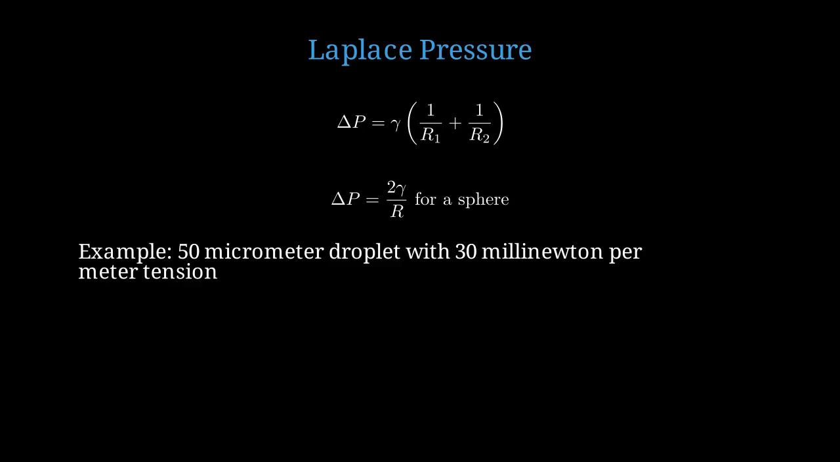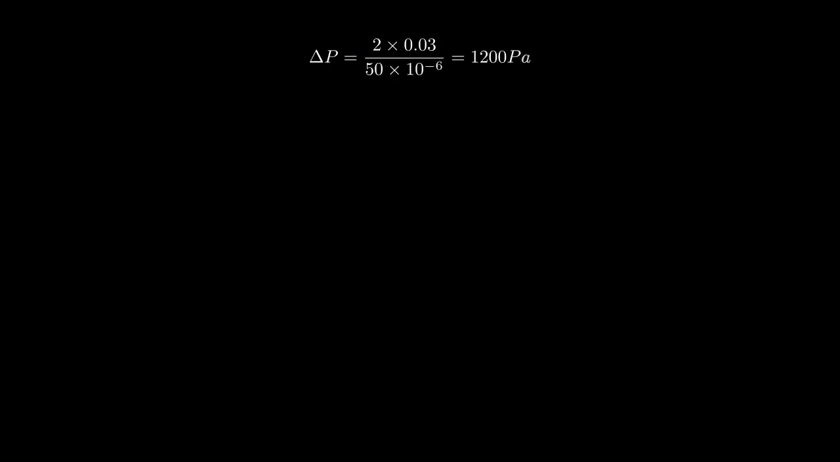There's a pressure difference across a curved interface called the Laplace pressure. The pressure difference equals gamma times the sum of the reciprocals of the two principal radii of curvature. For a sphere, this simplifies to 2 gamma over r. Let's calculate for a 50 micrometer radius droplet with 30 millinewton per meter interfacial tension. The Laplace pressure equals 2 times 0.03 divided by 50 micrometers, giving 1200 pascals, or about 1% of atmospheric pressure.